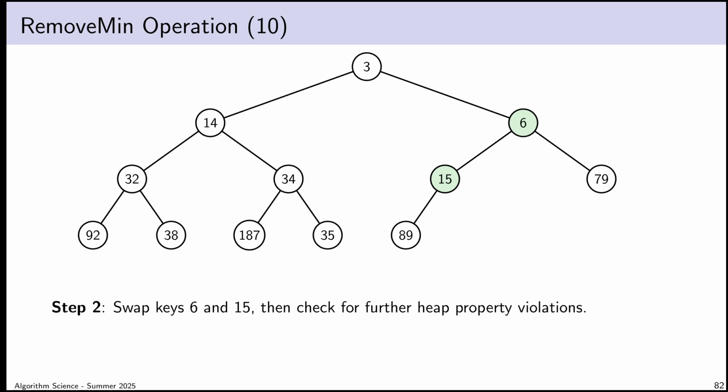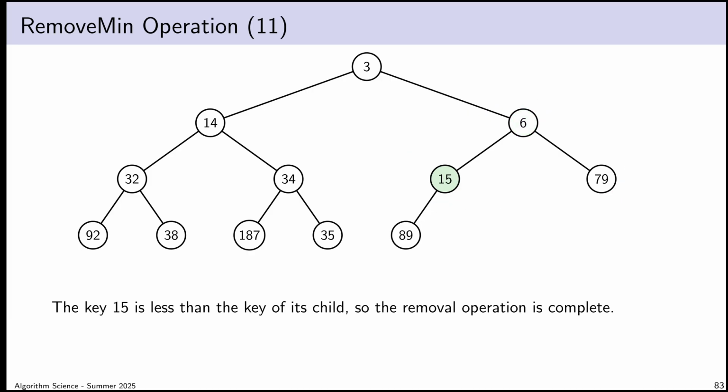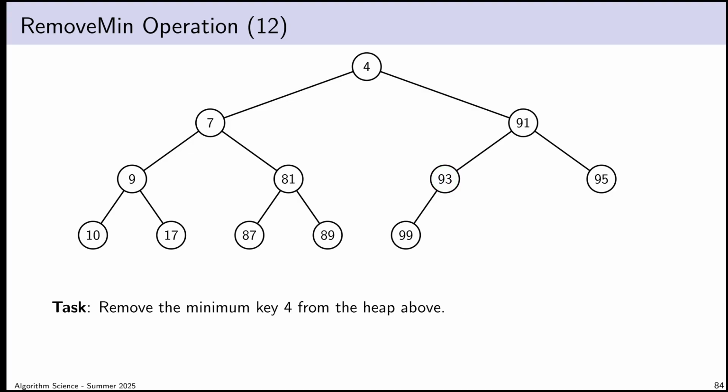Although this operation is a bit more labor-intensive, because at each step we're comparing the key of a node to both children, versus the bubble up case where we just look at the thing one above it, the parent. All right, and at this point I notice that 15 is in the right position. The heap property is now satisfied, and so the removal is now complete.